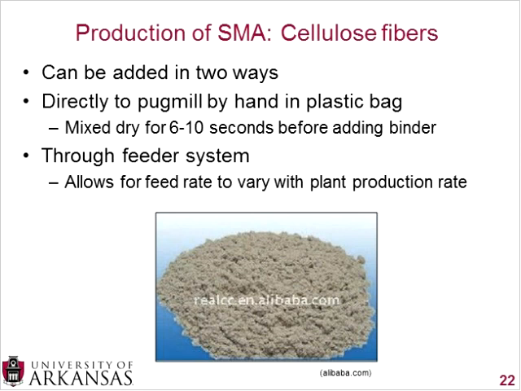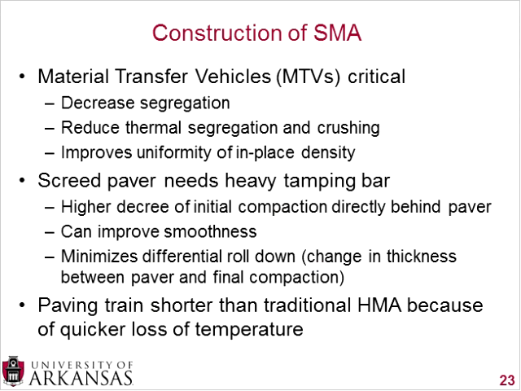Now if you're using a drum plant, you can add it through a feeder system, and that allows you to vary your feed rate with whatever plant production rate you're using. So if this is a new material that your plant hasn't used before, you might go a little more slowly at the beginning until you get the hang of it. Once everything's working okay, you can ramp up production. By using a feeder system for the drum plant, you can just bump that up as well for the fibers. That's on the production side.